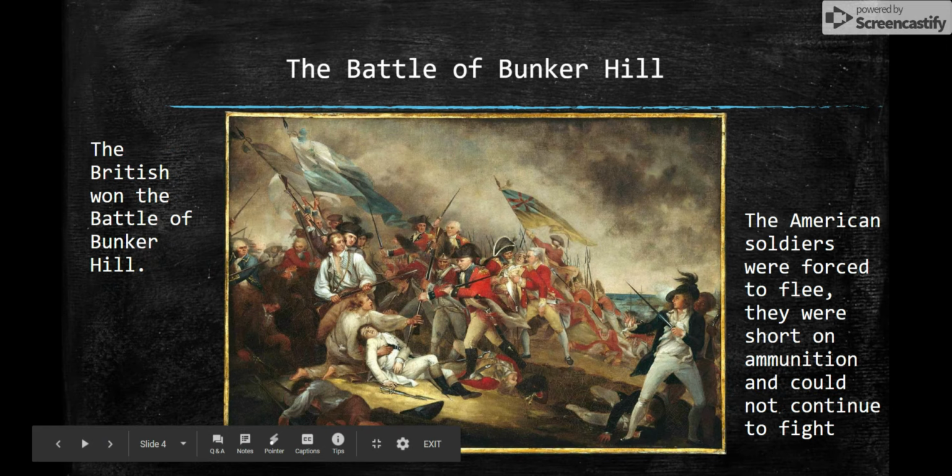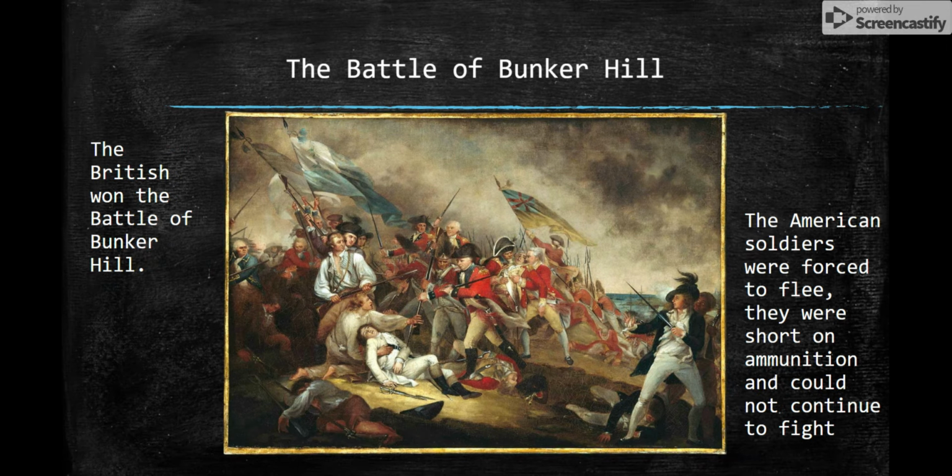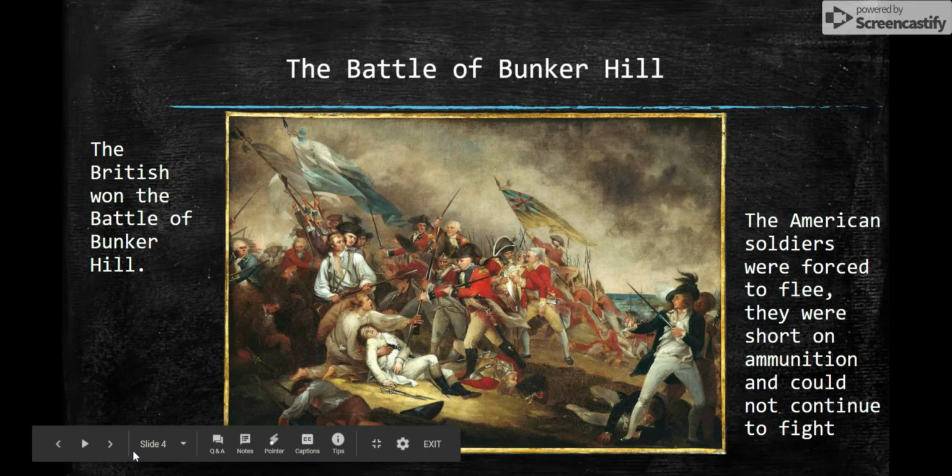The next battle we're talking about is the Battle of Bunker Hill. This is a battle that the British ended up winning. Not because the Americans just gave up because they were bored or anything. This battle was won by the British because the American soldiers were forced to flee. They didn't have enough ammunition. This means that they didn't have enough bullets, ammo for their guns, and they could not continue to fight. And then you look in the picture and you can see that this doesn't seem like it's going great for the Americans.